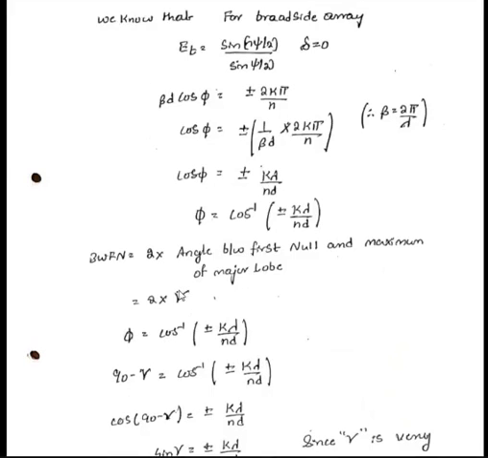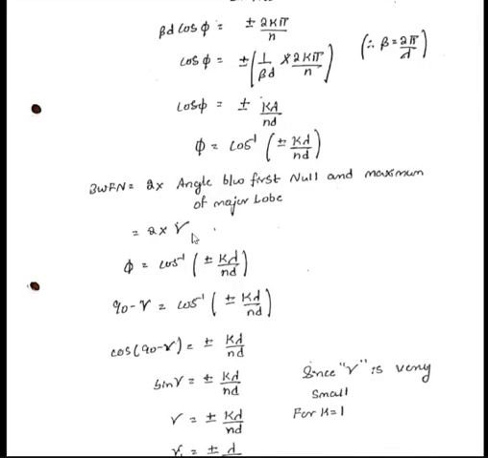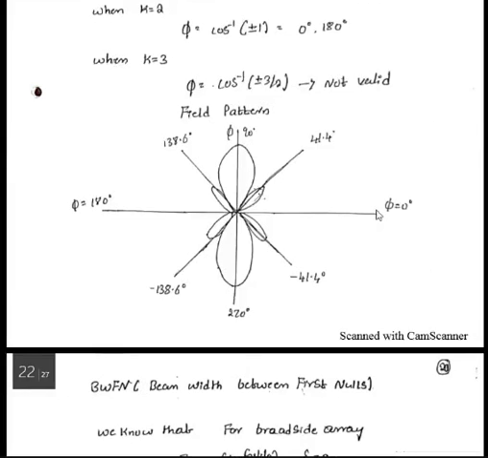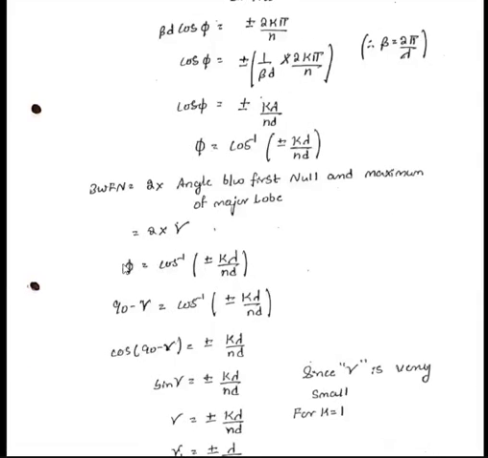That is nothing but what you can call gamma here. Gamma is nothing but the angle between the first null and the maximum of the major lobe. So this gamma is going to lie between phi is equal to 0 degree and phi is equal to 90 degree. Hence, what we can write here is phi is equal to 90 minus gamma.